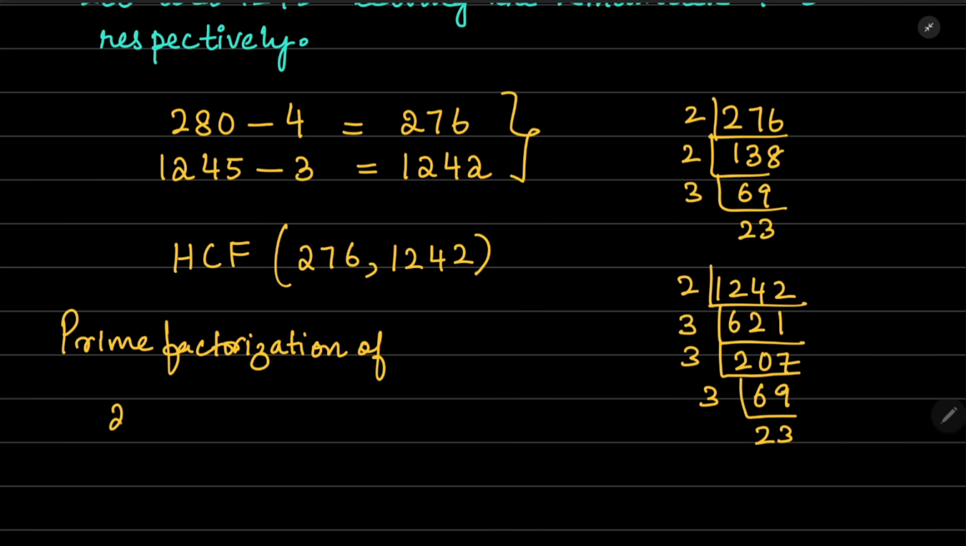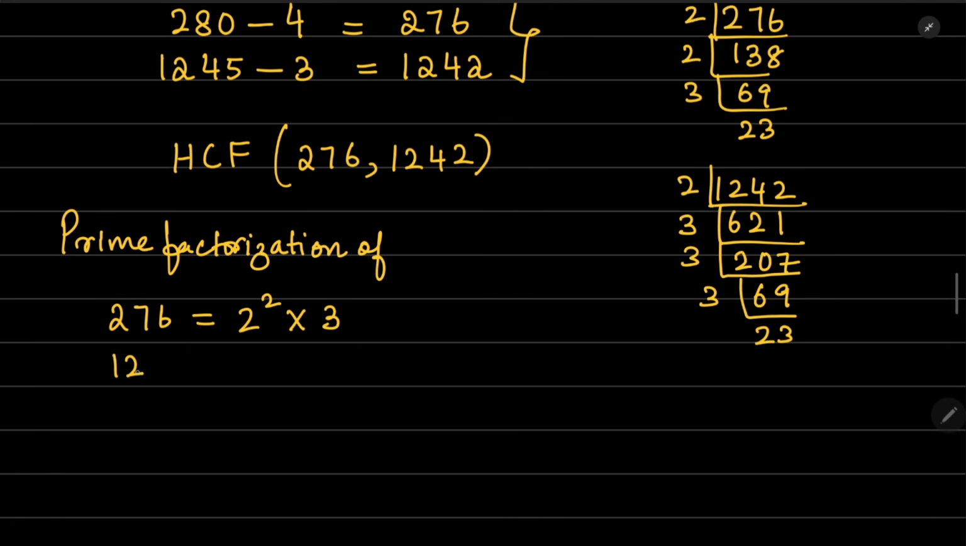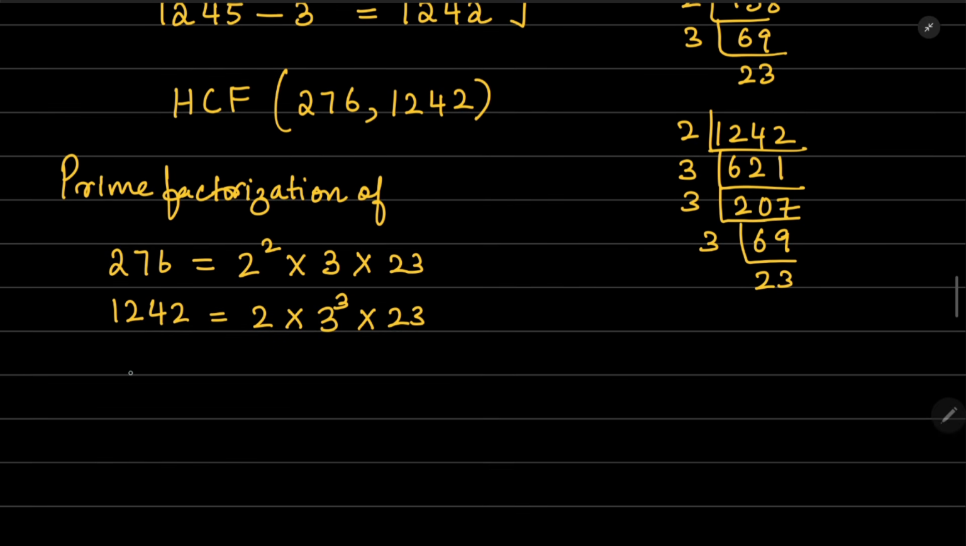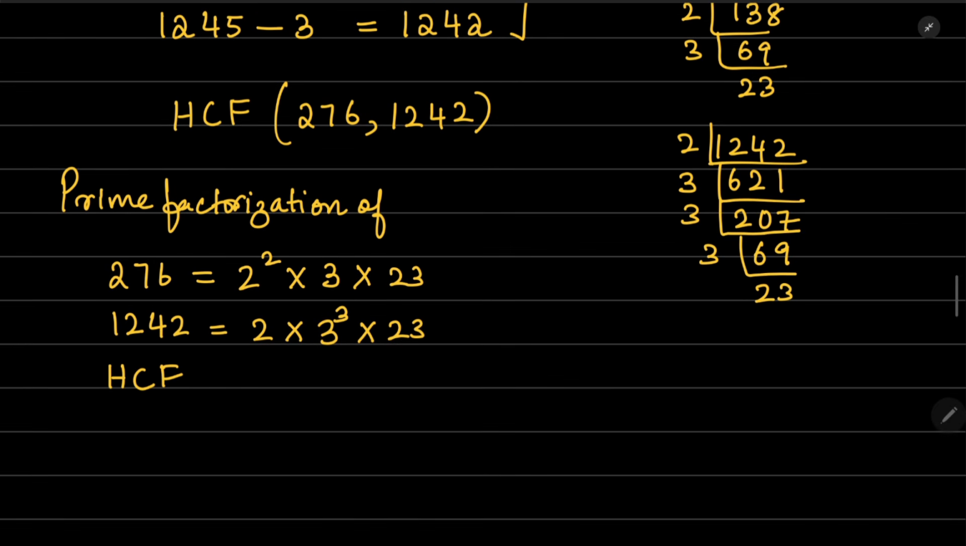of 276 is nothing but 2 square multiplied by 3 multiplied by 23, and 1242 is nothing but 2 multiplied by 3 cube multiplied by 23. Here also you have 23. So in order to find the HCF, you will be taking the lowest power of the common factor. What is the lowest power of 2? Here it is 2 to the power 1, here it is 2 to the power 2. Which is the lowest power? It is 2 to the power 1.